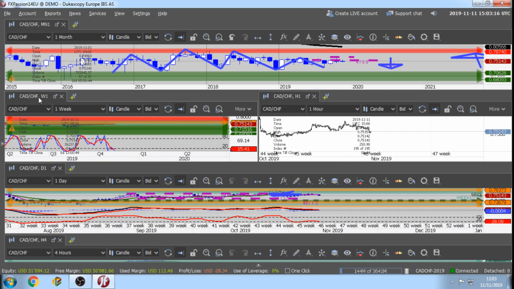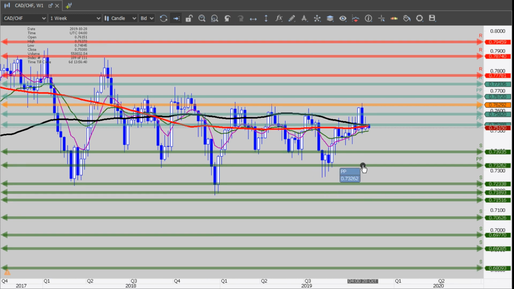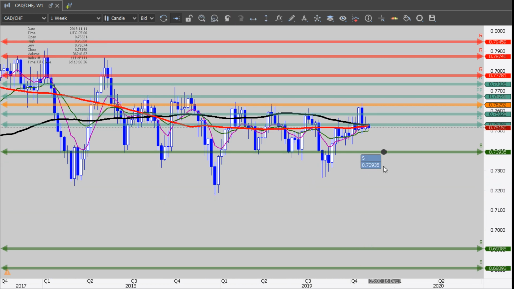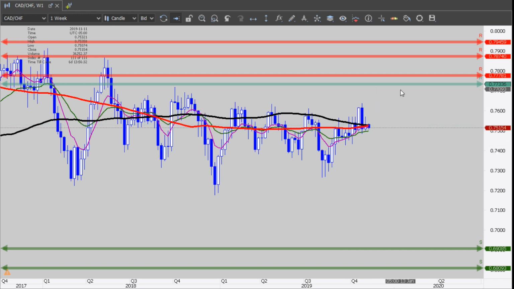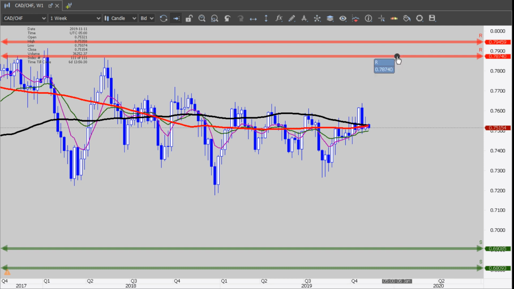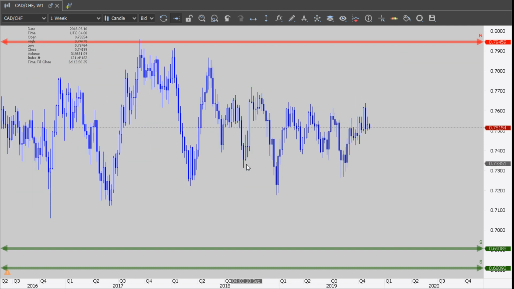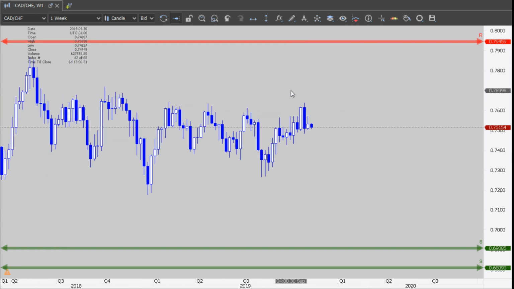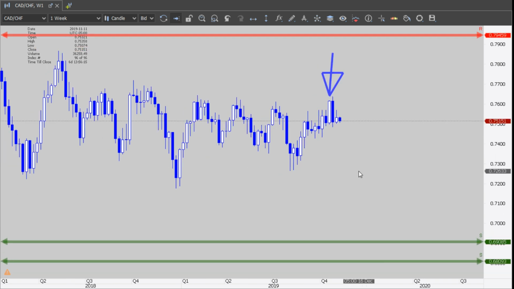Let's go to the weekly. And don't do this, everybody. This was a lesson of what not to do on the charts, because you can't see anything right now. This is the clean chart. So what we have from the weekly chart is a bearish candlestick formation.